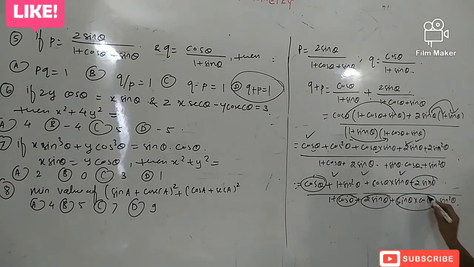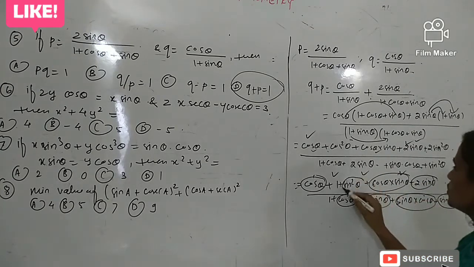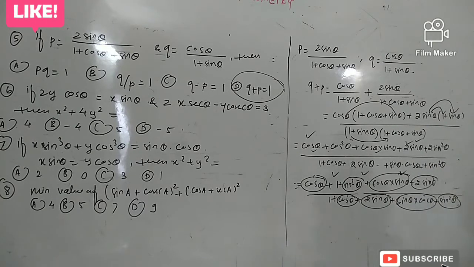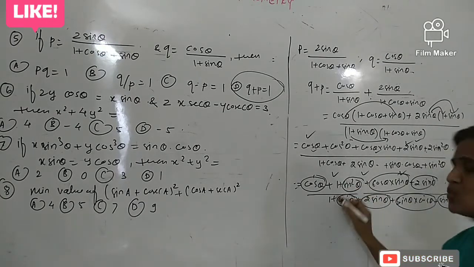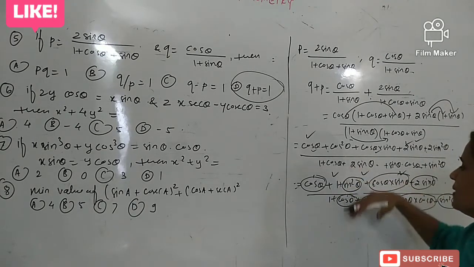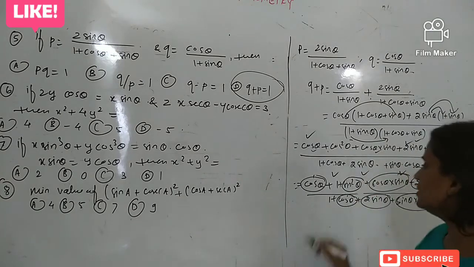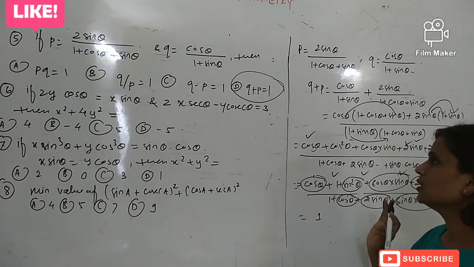Then sin theta into cos theta is there, and sin square theta is also there. Okay. And 1 is also there. Means the whole numerator and denominator are both the same. So this addition you will get 1.